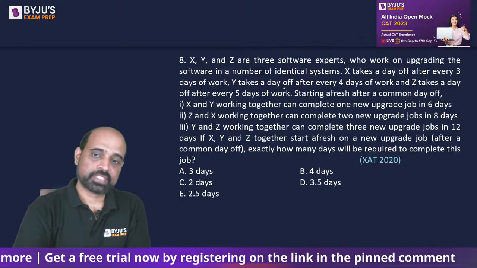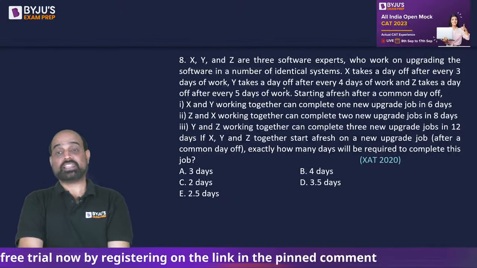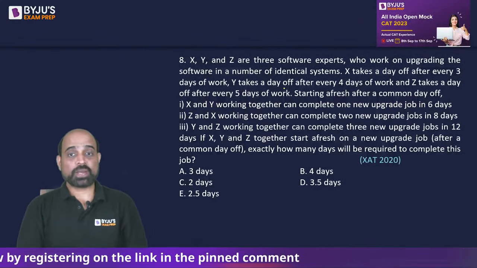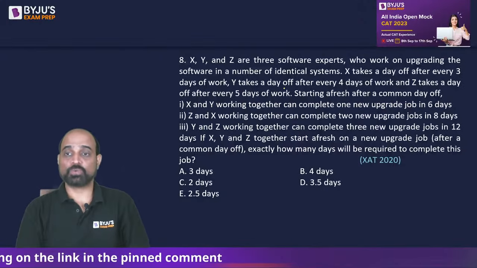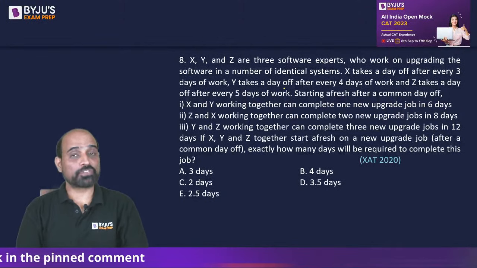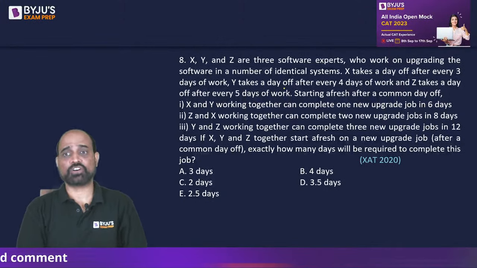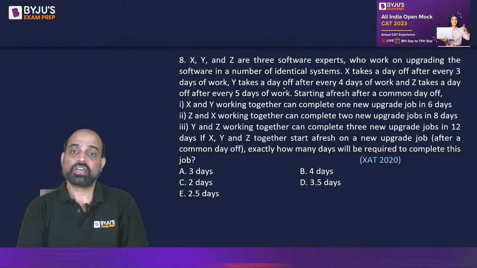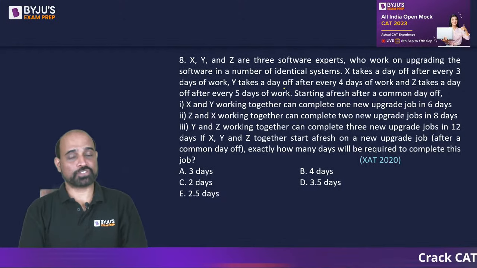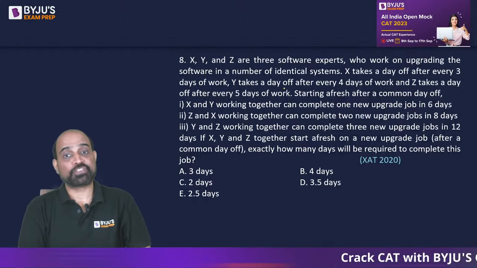Okay. XAT question. You can see the length. X, Y, and Z are 3 software experts who work on upgrading the software in a number of identical systems. X takes a day off after every 3 days of work. Y takes a day off after every 4 days of work, and Z takes a day off after every 5 days of work.